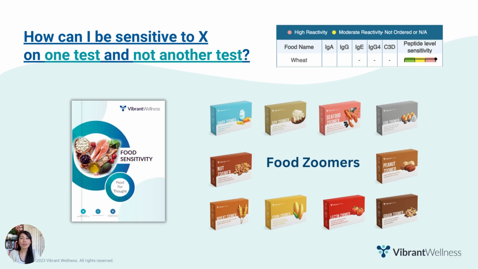I can imagine a few of us have ordered both a food sensitivity test and a Food-Zoomer test of choice for our patients before. The results make sense when there's a food item that shows reactivity on both tests, but what if you notice that someone's reacting to X, let's say that's wheat, on one test, but has no reaction to wheat on the other test? Does this imply one of our test results are wrong? Not at all. It simply highlights the specific level that that wheat reaction is occurring at.